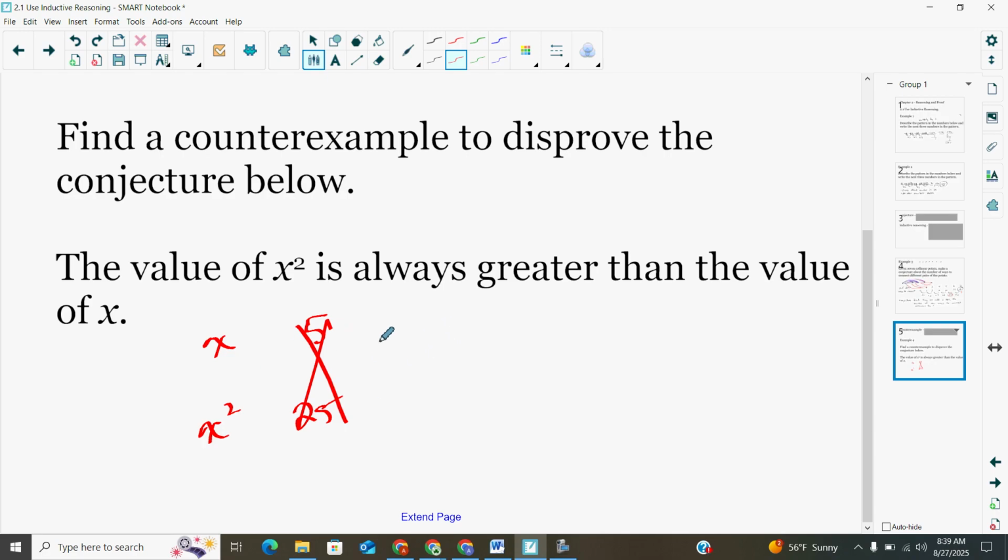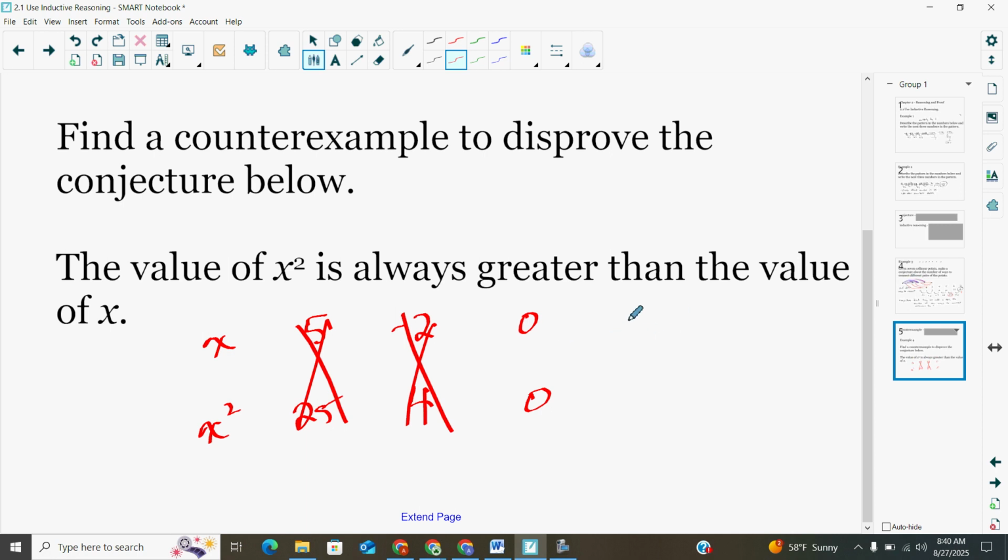You could just keep guessing number 6, but usually when you want to keep guessing, you want to guess a number that's different in some way than the number that you just guessed. So we guessed a positive number, maybe -2. Guess a negative number. -2 squared gives us 4. Well, 4 is bigger than -2, so that one doesn't work either. We guessed a positive number. We guessed a negative number, maybe guess 0. 0 squared is 0. The value of x squared is not greater than the value of x here. They're equal. So there is a counterexample.